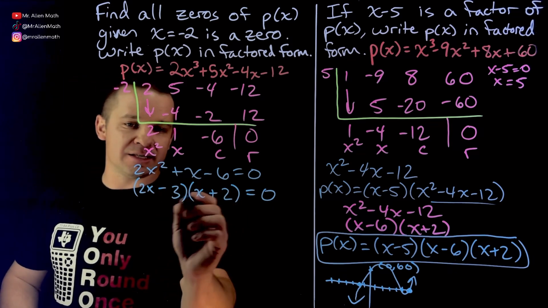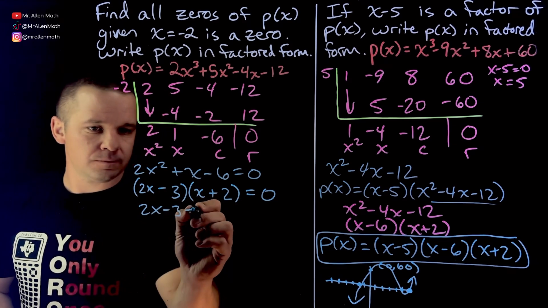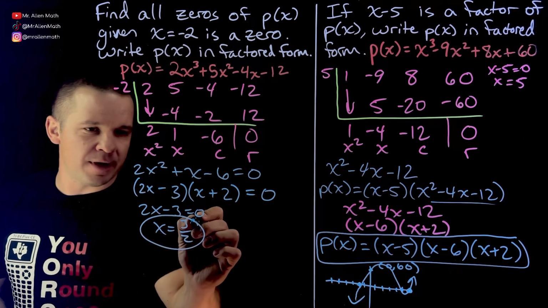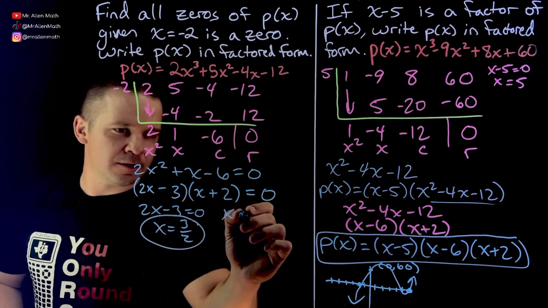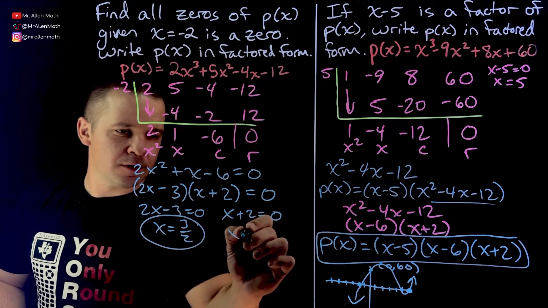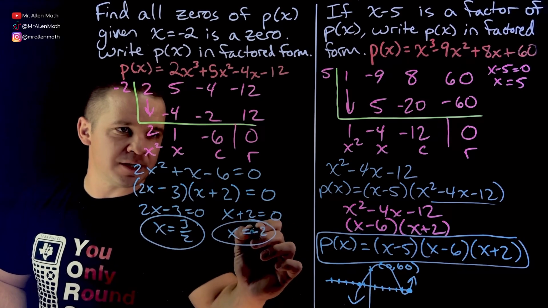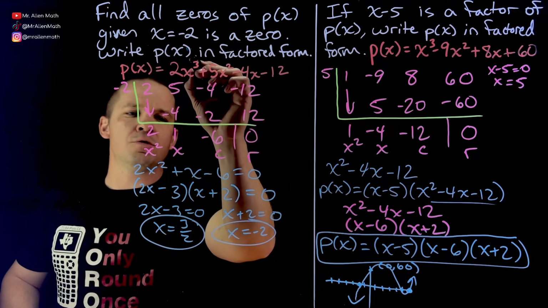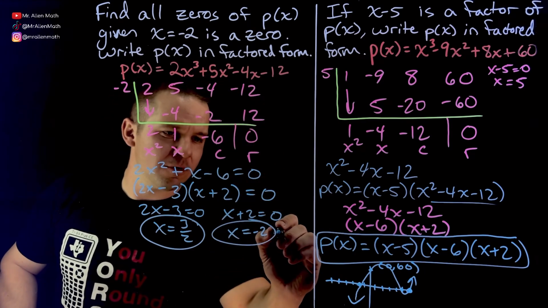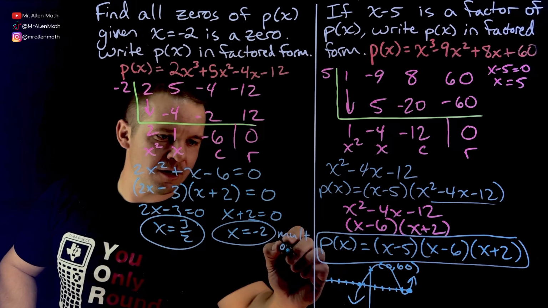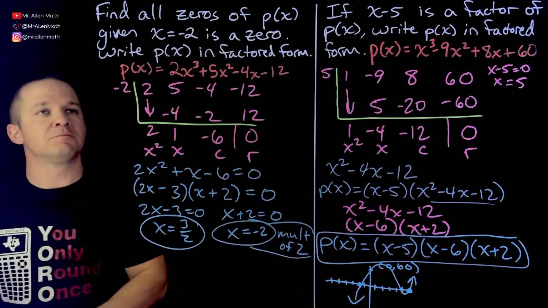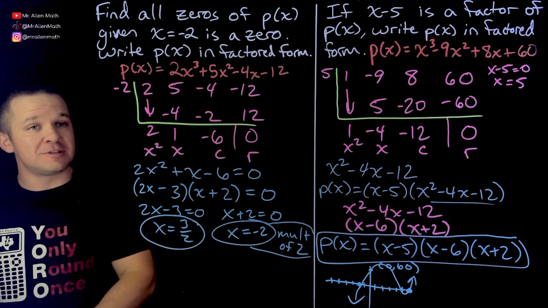And now I can set this guy equal to 0 to get x equals 3 over 2. So it's one of my zeros. x plus 2 equals 0, so x equals negative 2. That's another one of my zeros. And the original x equals negative 2, multiplicity of 2. Okay, there we go. That's an interesting graph, right?